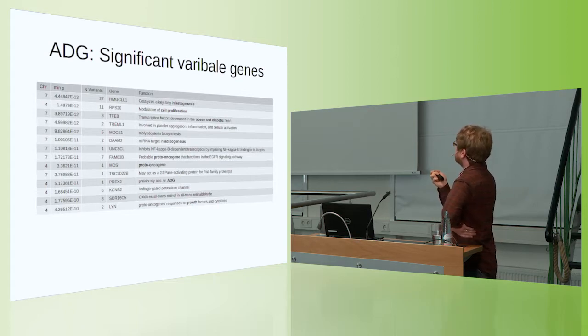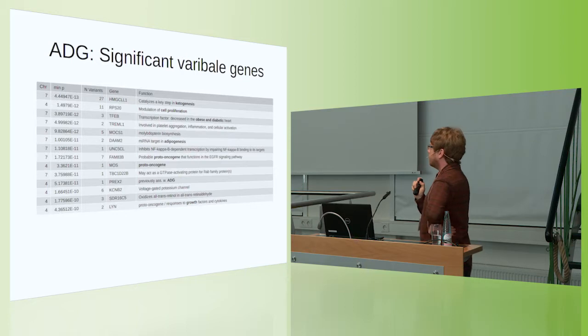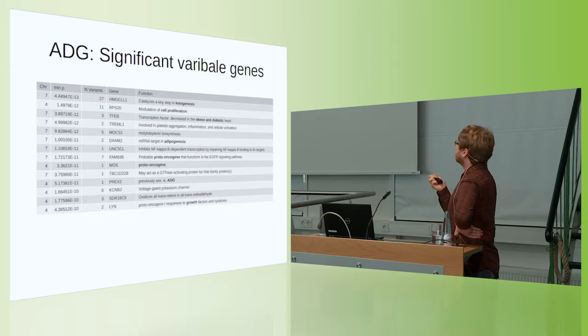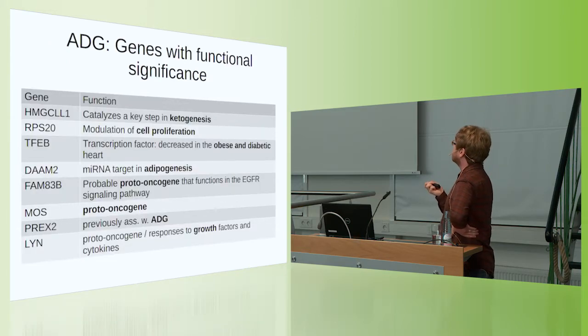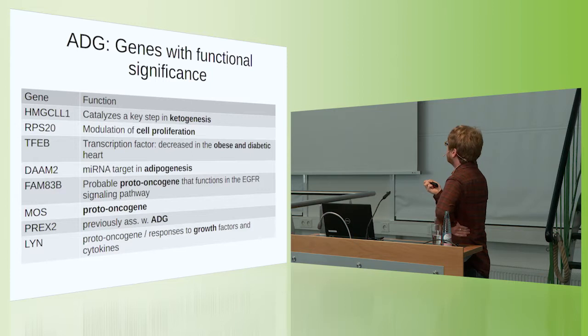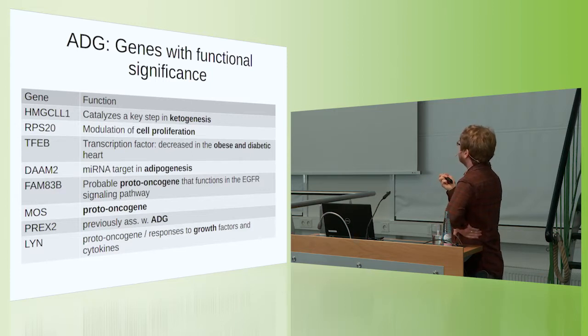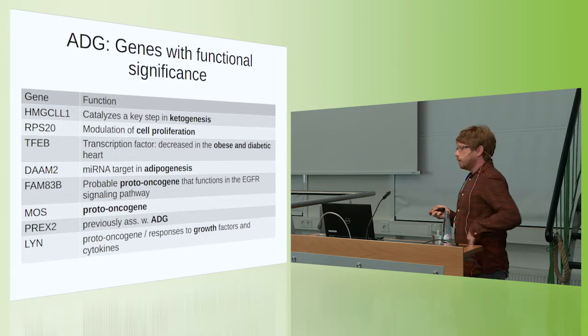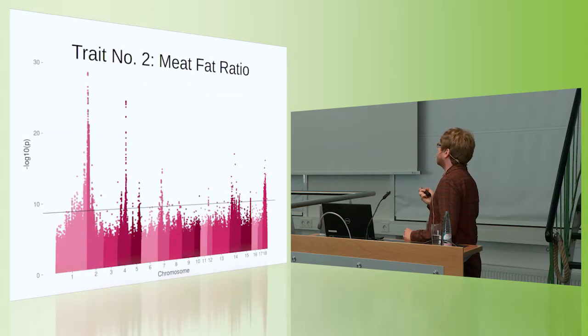The high number of variants for some of the genes, the reason for that is because I also included intergenic variants. So the variants were most close to this gene. So genes that make sense for the average daily gain we found are, for example, involved in ketogenesis, cell proliferation, cancer and cell growth, adipogenesis, and were previously associated with average daily gain.